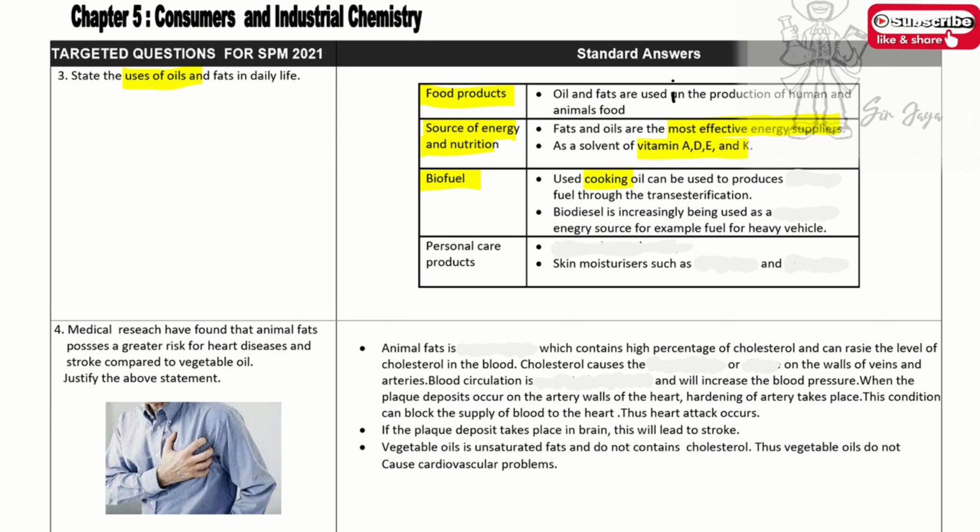Used cooking oil can be used to produce biodiesel through the transesterification process. Biodiesel is increasingly being used as a renewable source of energy, which can replace non-renewable sources of energy. It's also used in personal care products like palm kernel oil. Kernel oil, 10% of good quality oil, is used to make cosmetic products. Personal care products like soap, skin moisturizer, body lotion, and face cream are made from oil.